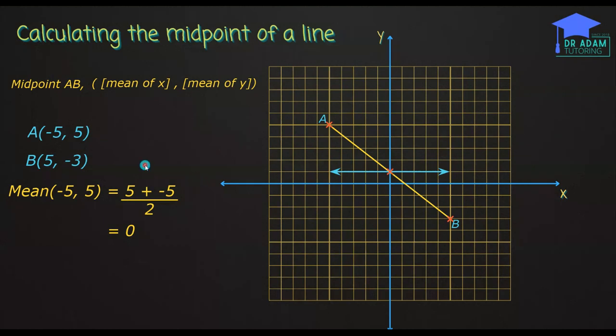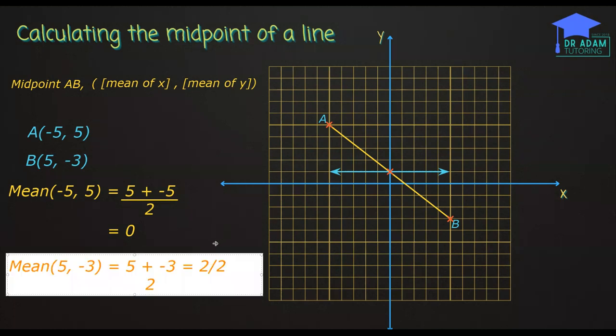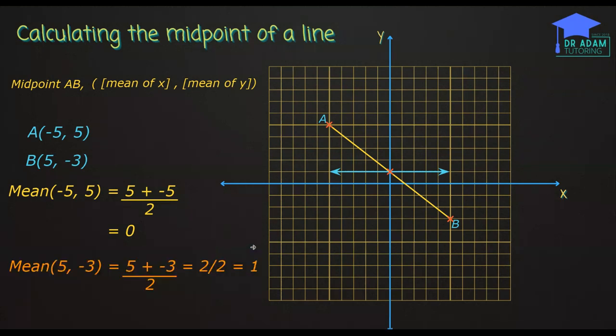Now, calculating the y-coordinate of the midpoint, well, we need to find the mean of the y-coordinates of A and B. So we're going to use 5 and -3 in our calculation for the mean. So we're taking the mean of 5 and -3, so we add them together and divide by 2. So 5 plus -3 is the same as 5 minus 3, which is 2. So we get 2 divided by 2, giving us 1 for the mean of the y-coordinates. That means our y-coordinate of the midpoint is 1.